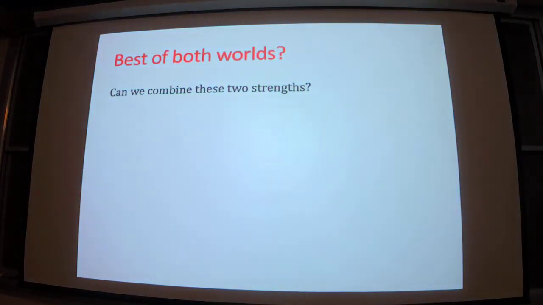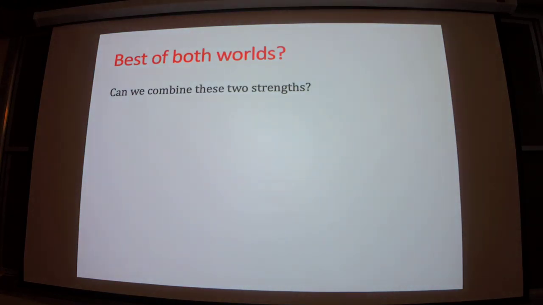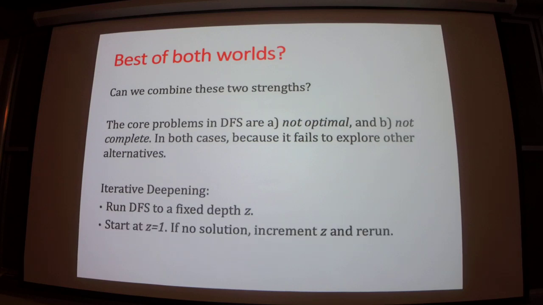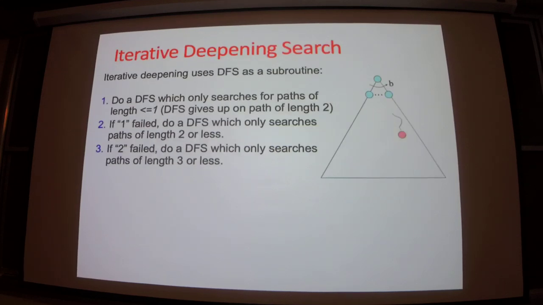The question becomes, can we combine these two things to get the best of both worlds? So the problem with DFS is that it's not optimal. It's not necessarily complete, depending on whether you can have infinite trees. In both cases, that's because it fails to explore other alternatives as it goes. So let's talk about something called iterative deepening. The way this is going to work is we're going to run DFS to a fixed depth. We're going to start at 1. If no solution exists, we're going to increment it and then rerun it to a deeper depth, right? Okay, so iterative deepening here uses DFS as a subroutine.